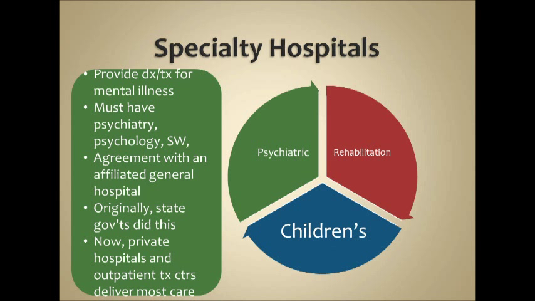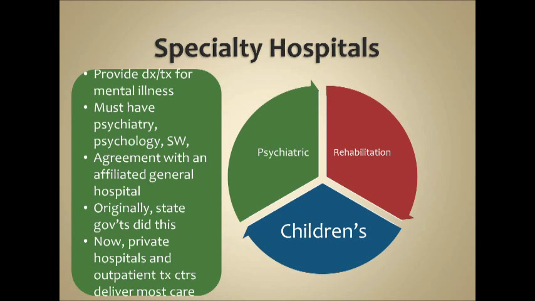So let's talk about the three big types of specialty hospitals. There's a few little odd ones like the tuberculosis ones, but we don't have a lot of tuberculosis now, thank goodness. But we have, unfortunately, psych, rehab, and children's issues still to worry about. So let's start with psych. A psychiatric specialty hospital provides diagnosis and treatment for mental illness.